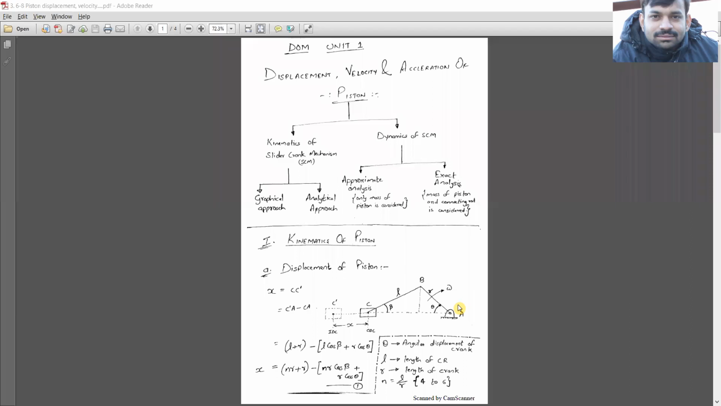In this lecture, we'll be starting the first unit of Dynamics of Machine, that is Dynamics of Engine Mechanism. In Dynamics of Engine Mechanism, we'll be studying the motion related data of various parts of an IC engine, that is piston, connecting rod, etc. So let's start with that.